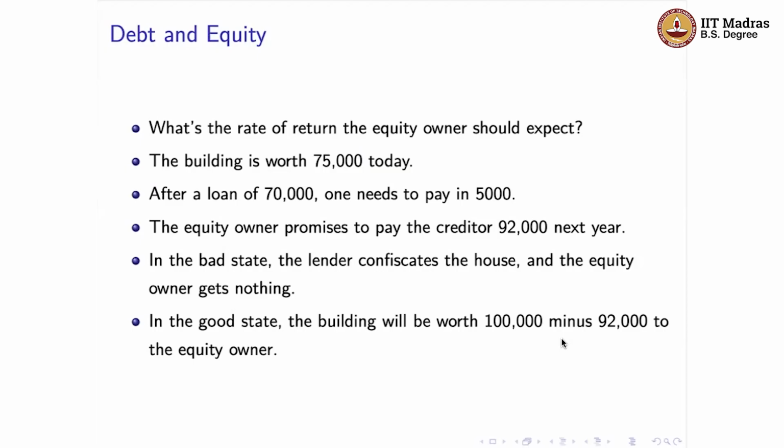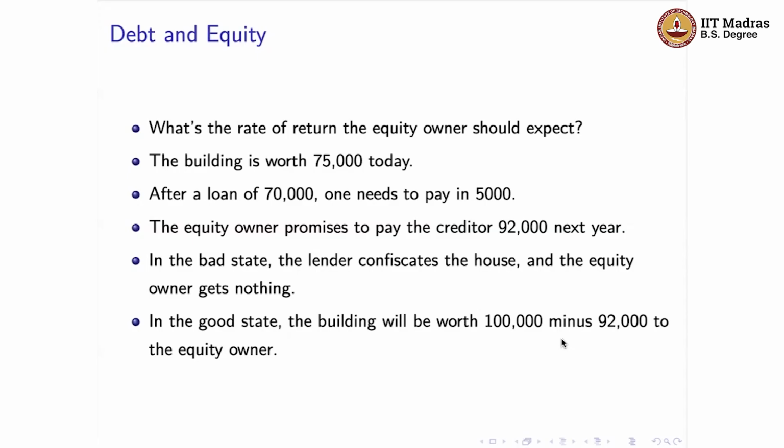Now, the equity owner promises to pay the creditor 92,000 next year. This is what we had just calculated. In the bad state, the lender confiscates the house and the equity owner ends up getting nothing. In the good state, the building is going to be worth 100,000. The promise to the lender of 92,000 is therefore going to be carried out. And so the equity owner is going to get the remaining amount. So this is 100,000 minus 92,000, or 8,000, right?